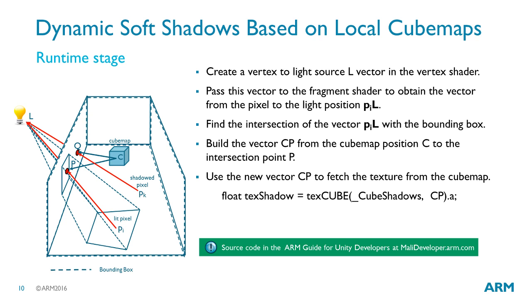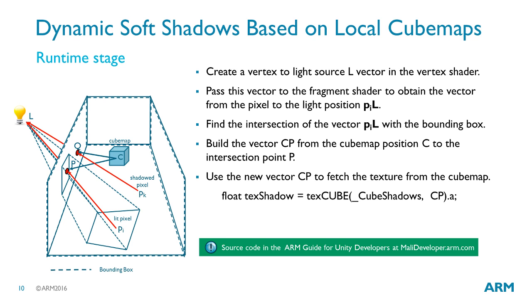In the fragment shader, we will get the fragment to light vector, and then we just find the intersection point of the fragment to light vector with our proxy geometry, which is the bounding box of the scene. We find that intersection point, and we build a new vector from the position where the cube map was rendered to that intersection point.